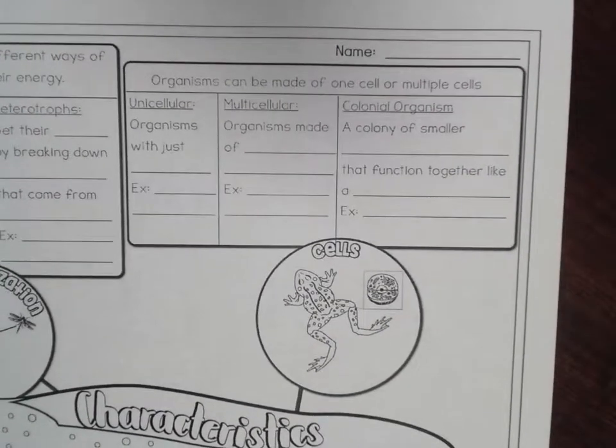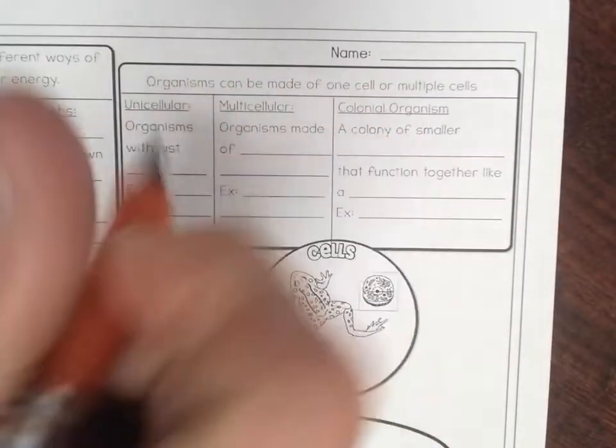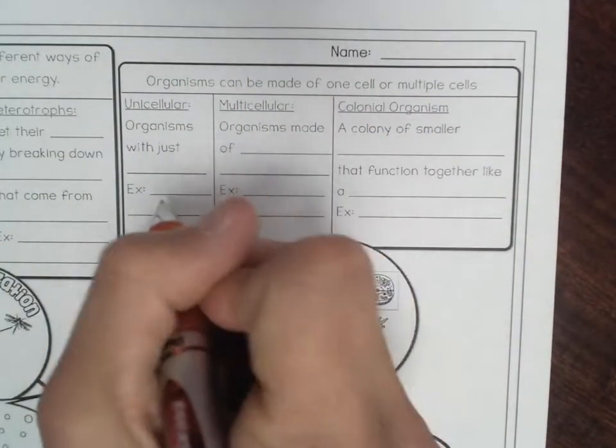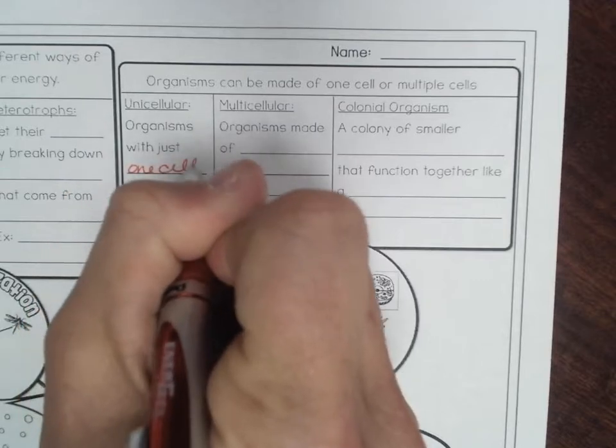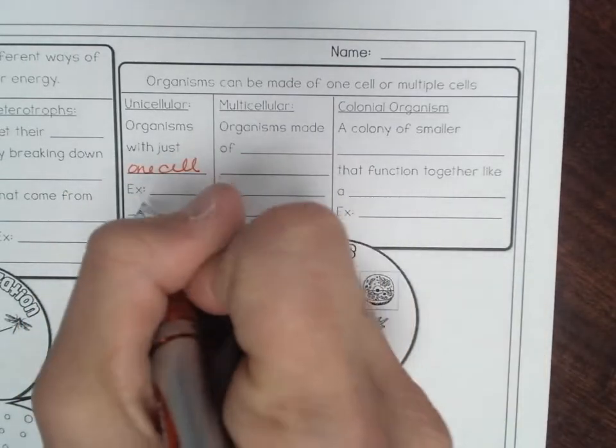Okay, all living things are made up of cells. Organisms can be made up of one cell or multiple cells. So we call things that are made up of one cell unicellular, and if they're made up of two or more cells, then they are multicellular. So let's fill that in. Unicellular, organisms with just one cell. An example of this would be bacteria.